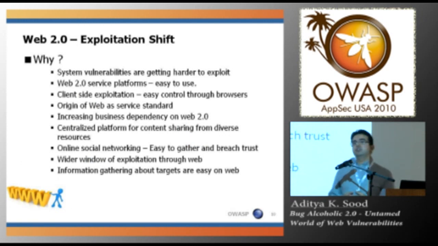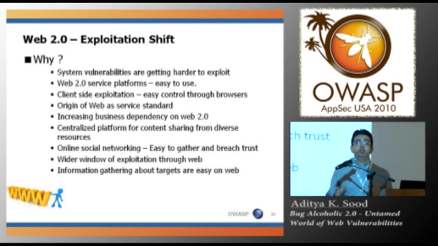So before getting into the real world attacks and the kind of issues and vulnerabilities we have, the point of this talk is why the exploitation is shifting from system to web. The major thing to look into is that system vulnerabilities are getting harder to exploit because of more and more protection mechanisms. People are good at finding vulnerabilities in Microsoft Word, Excel, but it's getting really harder to exploit if we consider the Windows 7 platform as well as Windows Vista. But still we have exploits, but the web opens a wider window to people.